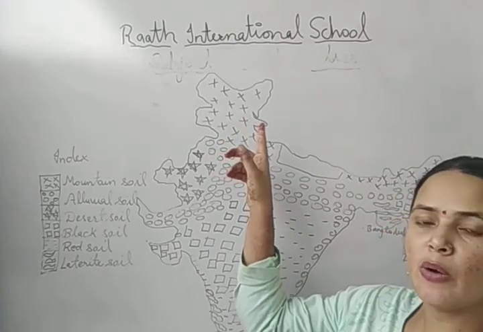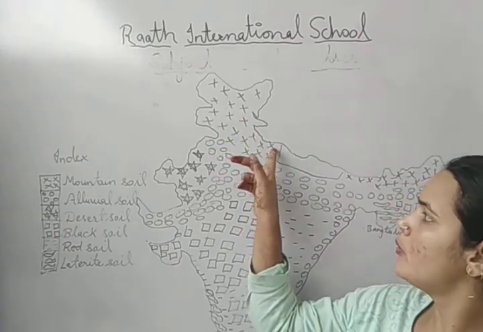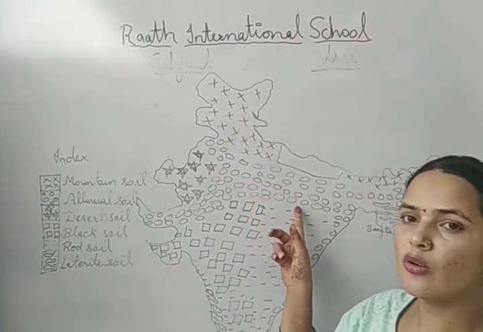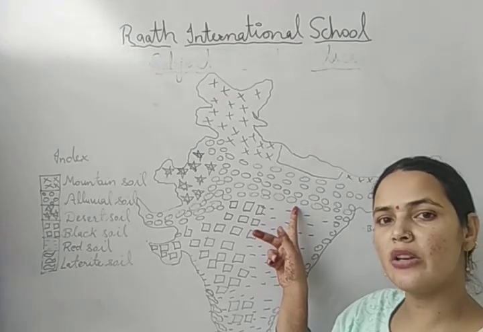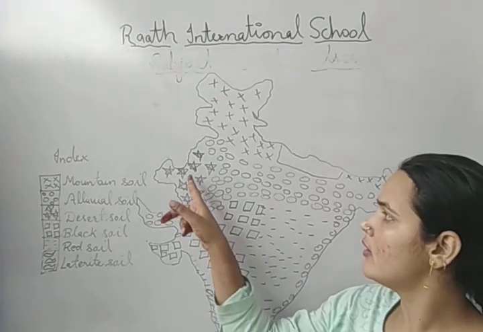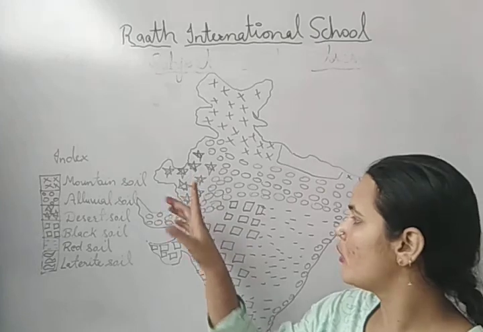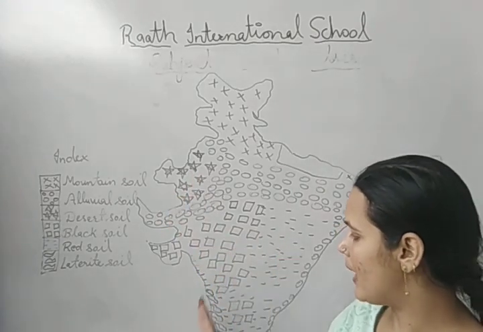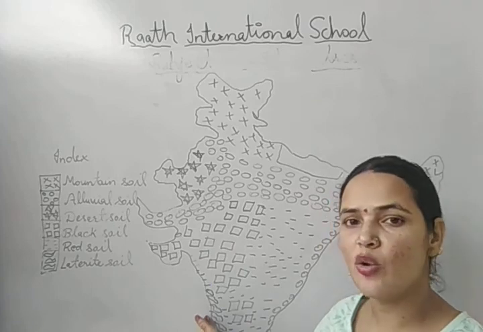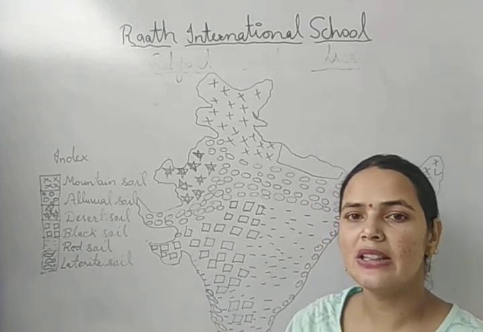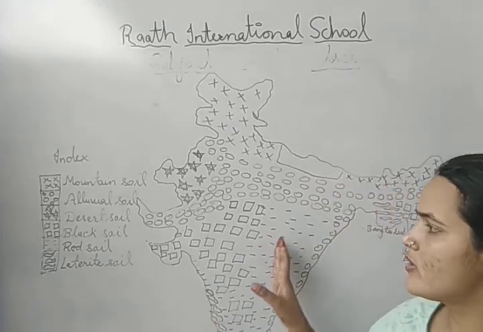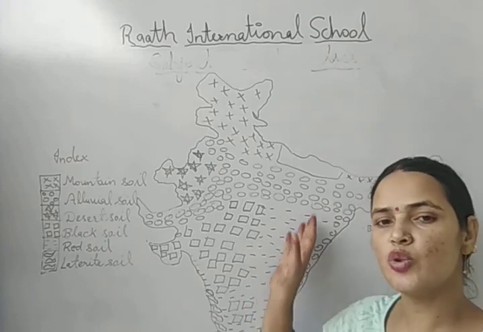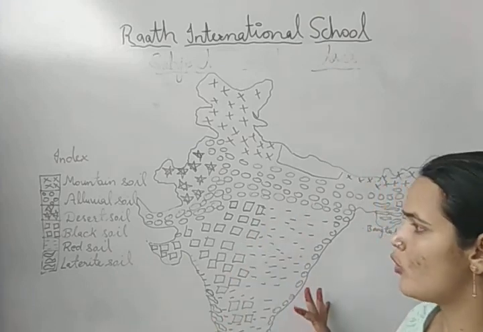Like the northern mountains, you can show with brown color. After that, for the northern plain you can use green color. For the desert soil, yellow color. For the red soil, red color. For the black soil, black color. For the laterite soil, gray color. So in this sense, you can use different types of colors to show the different types of soils.